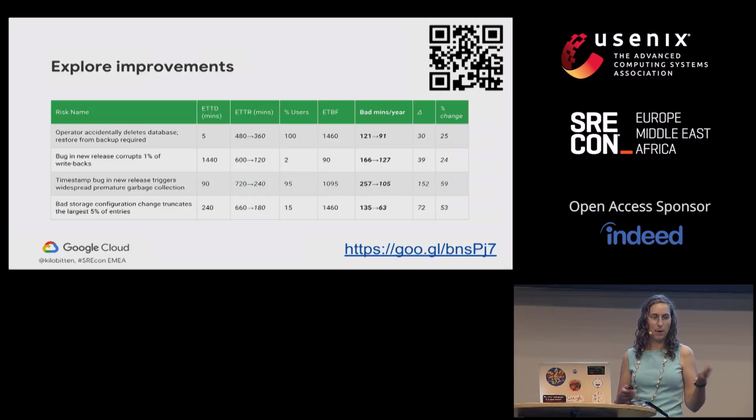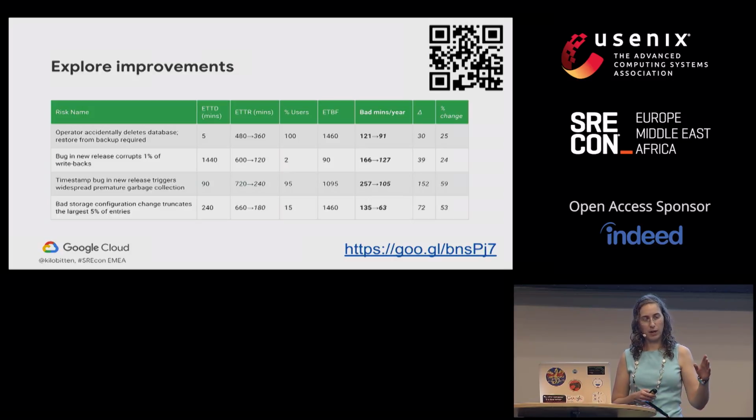And here I've made up some possible risks I might put into it. So maybe an operator accidentally deleted the database and it has to be completely restored. Or a bug in my new release has corrupted 1% of all my writebacks. Or a timestamp bug in a new release has triggered a widespread premature garbage collection of my data and it's slowly being eaten. Or perhaps a bad storage configuration change has truncated all the largest 5% of my entries. And I've made up some numbers that go with this. And my focus here, because this talk is about recoverability, is on the estimated time to recovery column.